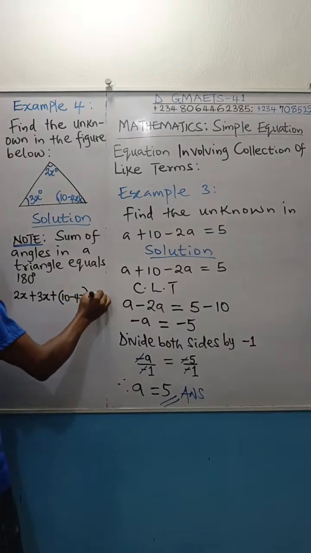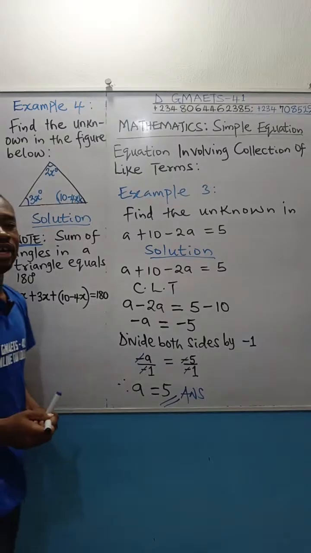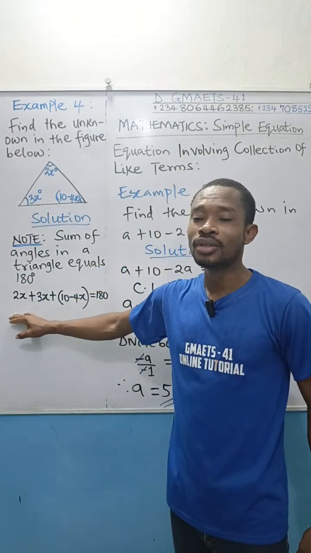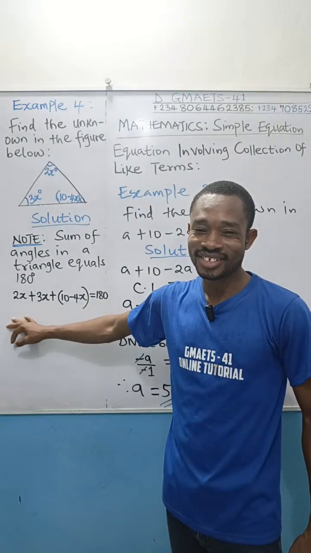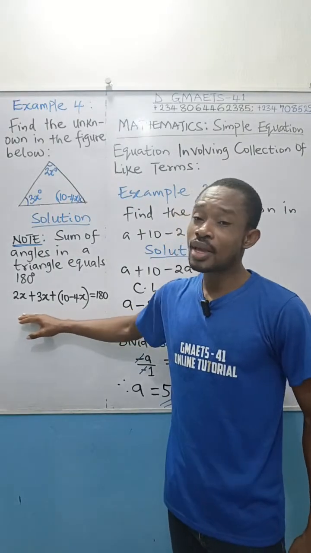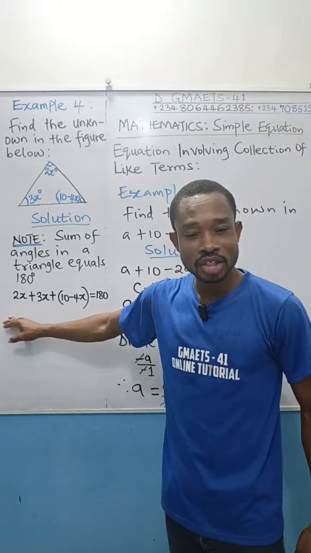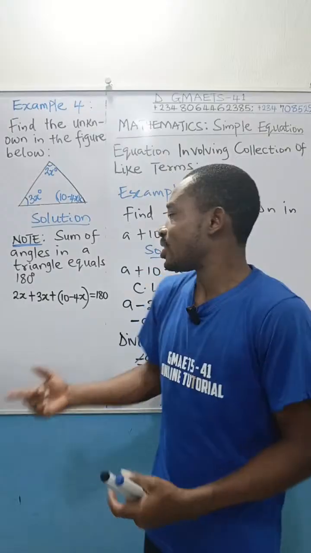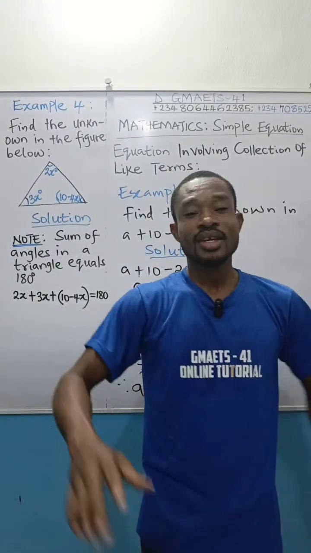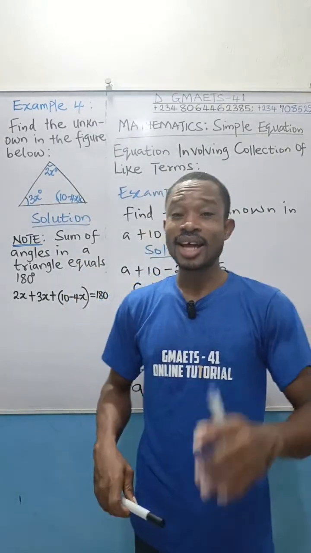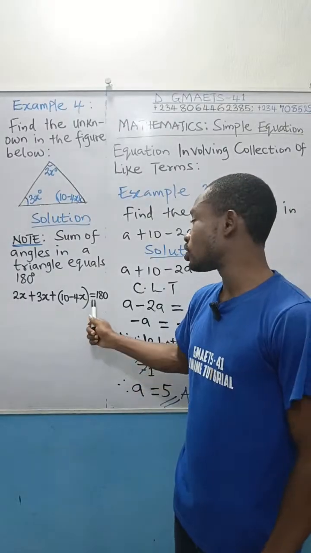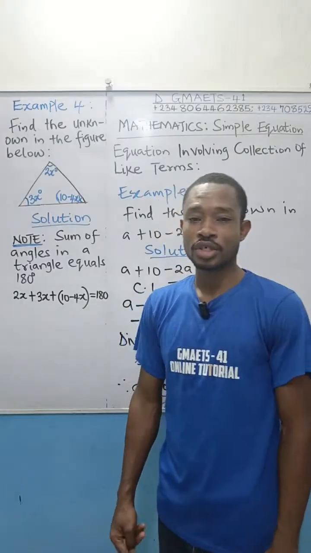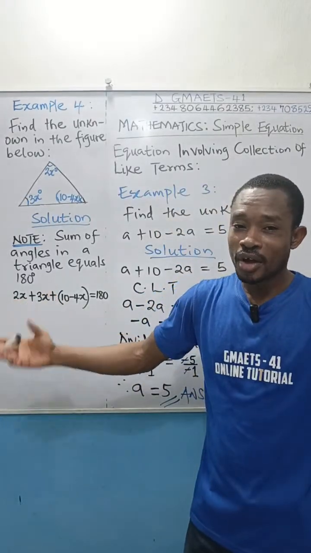All this will be equal to 180. And this becomes a simple equation. Why can you say that this is an equation? Remember I told you from our last class that an equation must contain equal to. So you see we have equal to there, so it is an equation. And so we are going to solve this simple equation.